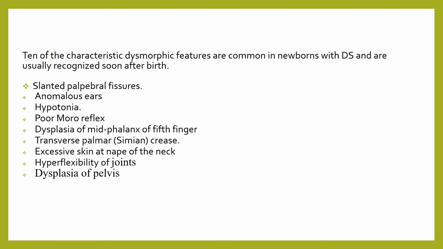Each characteristic dysmorphic feature of Down syndrome is present in 47 to 82% of cases. When we look at the neonatal features of Down syndrome, 10 of the characteristic dysmorphic features are common in a newborn with Down syndrome, and they are usually recognized soon after birth. These 10 commonly seen at delivery are: flat facial profile, slanted palpebral fissure, anomalous ears, hypotonia, poor motor reflex, dysplasia of the mid-phalanx of the fifth finger, transverse palmar crease, excessive skin at the nape of the neck, hyperflexibility of the joints, and dysplasia of the pelvis.